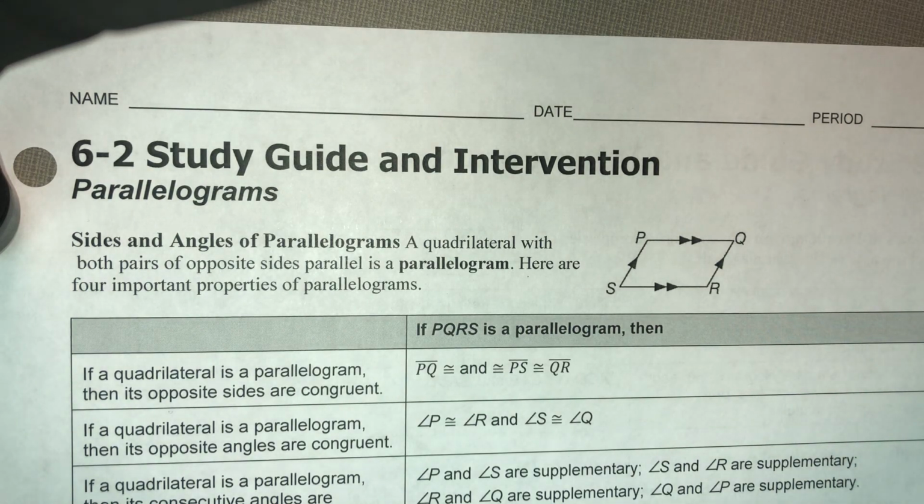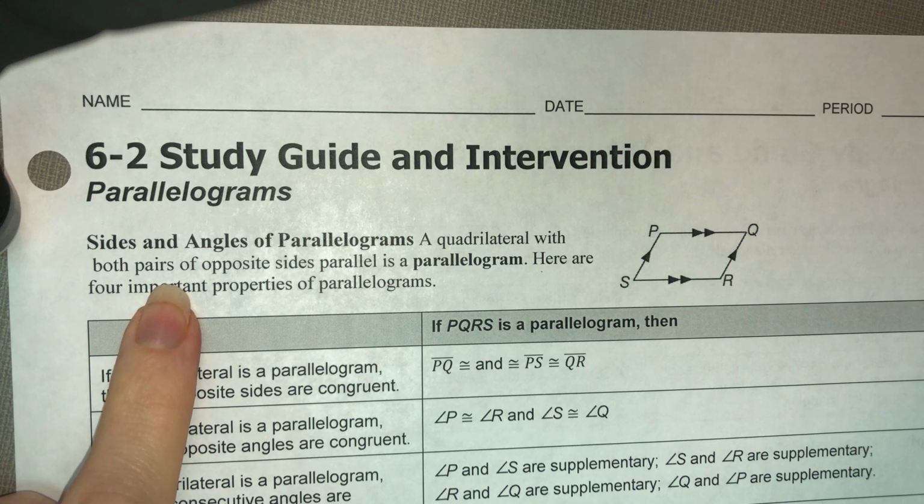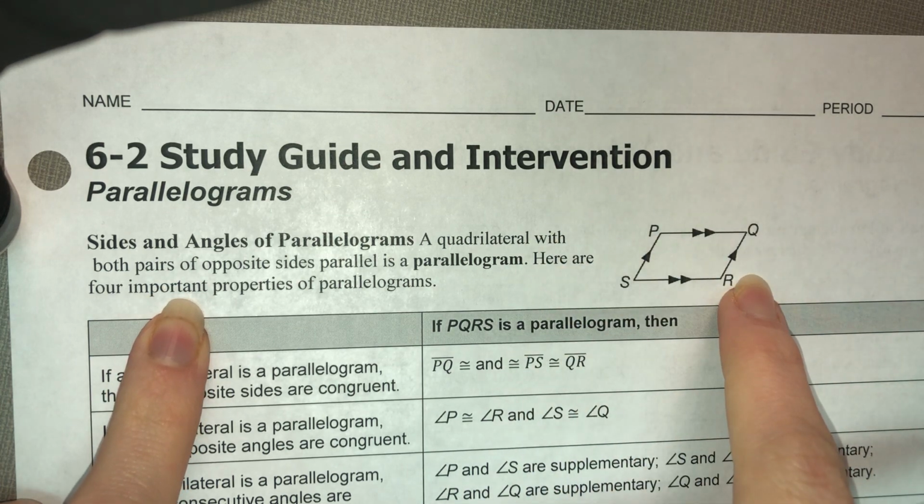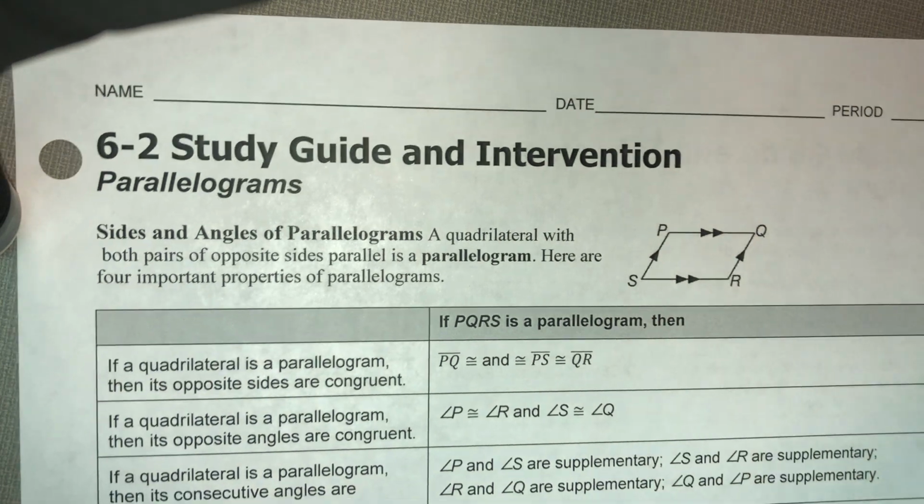Today we are going to learn about a special type of polygon called a parallelogram. A quadrilateral with both pairs of opposite sides being parallel is called a parallelogram. This is a picture of one, so the left side is parallel to the right side and the top side is parallel to the bottom side.